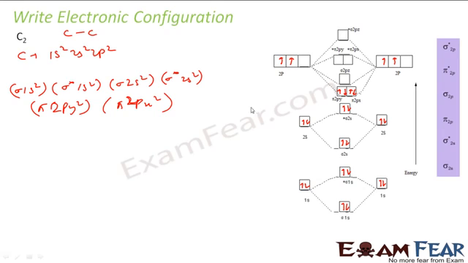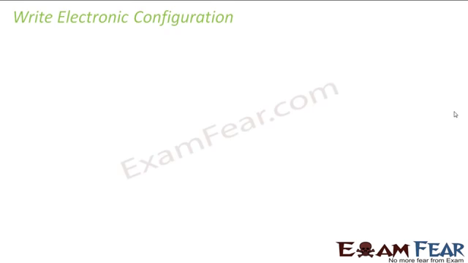Pretty simple. So the only thing is you should know its order. You should know the diagram of this, and then this is pretty simple. You have 1s, then you have antibonding 1s, sigma 2s, antibonding sigma 2s, pi 2p, sigma 2p, and so on.